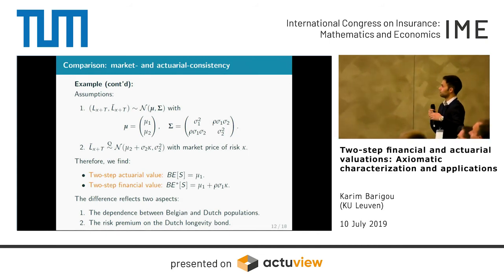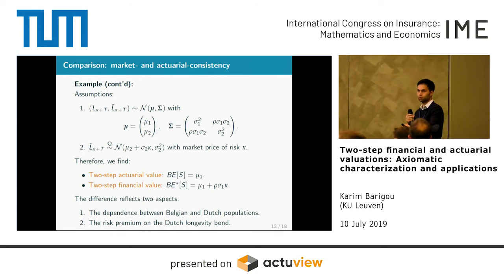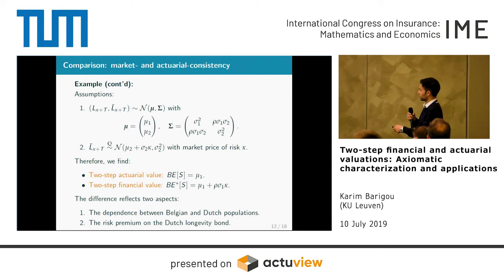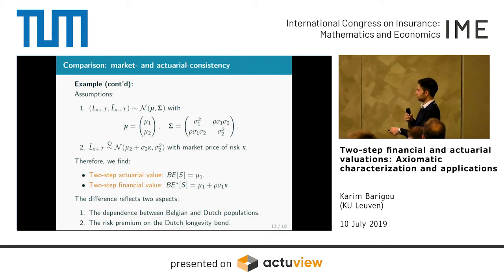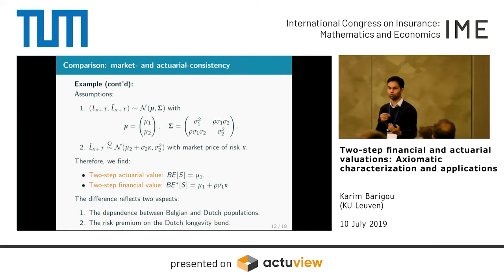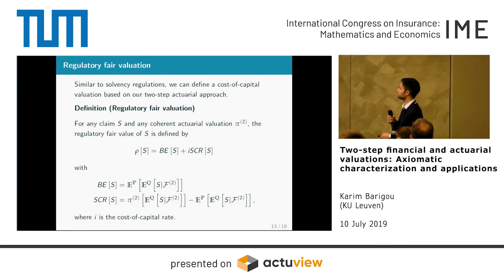If you have a longevity bond and you are highly correlated to this longevity bond, you will have to invest in that bond. And also the market price of risk: if there is a high risk premium on this longevity bond, it will also be reflected in your market consistent price.